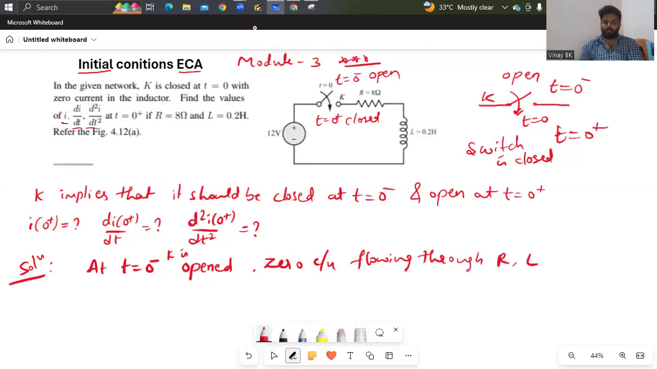Therefore, the current flowing through the inductor, that is i of 0 minus, will be 0, because 0 minus means the switch is open. If the switch is open, the circuit acts as an open circuit, so the current flowing through the switch is 0. Since I already explained in a previous video, the current flowing through the inductor L cannot change instantaneously. The same current will be flowing even after closing the switch.